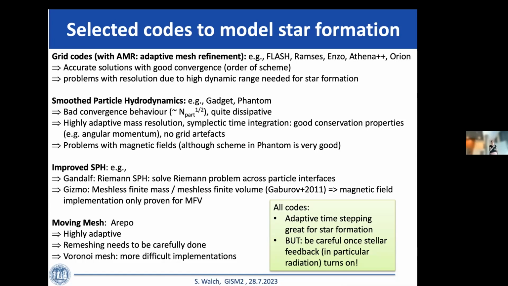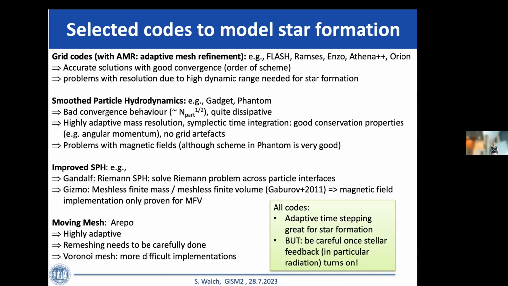There are improved SPH schemes, which I think are also very promising. So Gandalf, for example, implemented a Riemann SPH solver, which actually solves the Riemann problem across particle interfaces. So it's kind of a mix between SPH and a Riemann scheme, so grid. There's GIZMO, which implements a meshless finite mass, respectively meshless finite volume scheme, which is based on a paper by Gaburov. The magnetic field implementation, however, is only proven for MFV. So if you check this paper, you can see that.